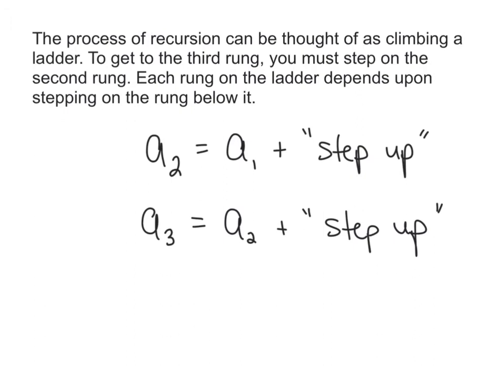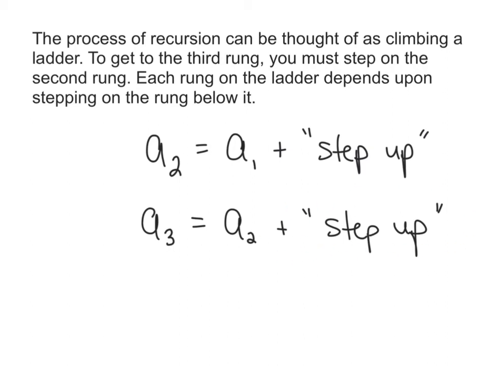The process of recursion can be thought of as climbing a ladder. To get to the third rung, you must step on the second rung. Each rung on the ladder depends upon stepping on the rung below it. So as you see here, a way that we can write this in algebraic terms is if I'm talking about the second value, then I need to take the first value and add whatever that step up is. If I'm looking at the third value, the third term, I need to take the second term and add it to whatever the step up is.